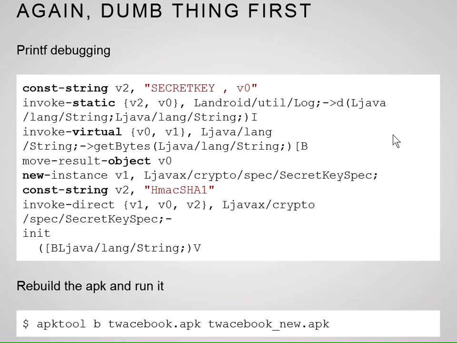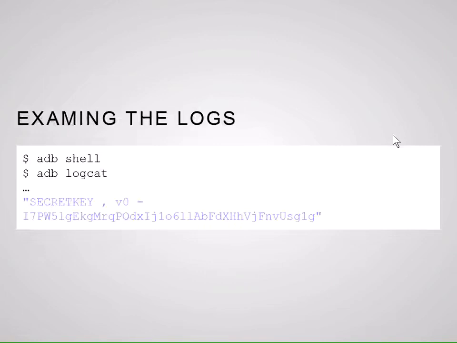So we can just throw in these couple of strings at the top, putting a constant string into the variable v2 of secret key and v0, and then we call this Android log function with that key that's passed in. Then looking at the log after rebuilding it, we see, boom, we got our secret key. Awesome. So we're doing the happy dance now. We're feeling really good.